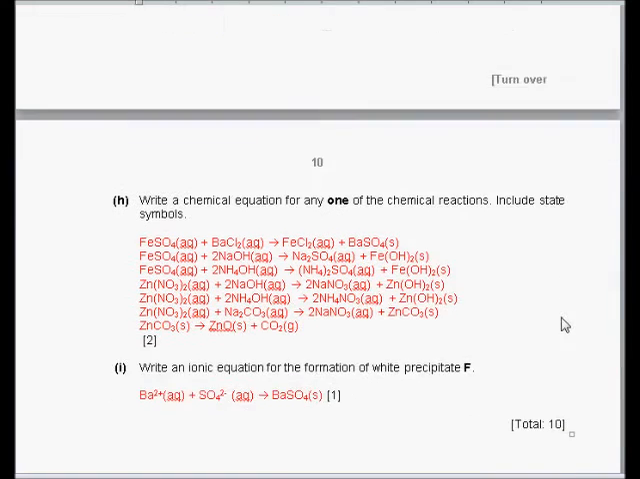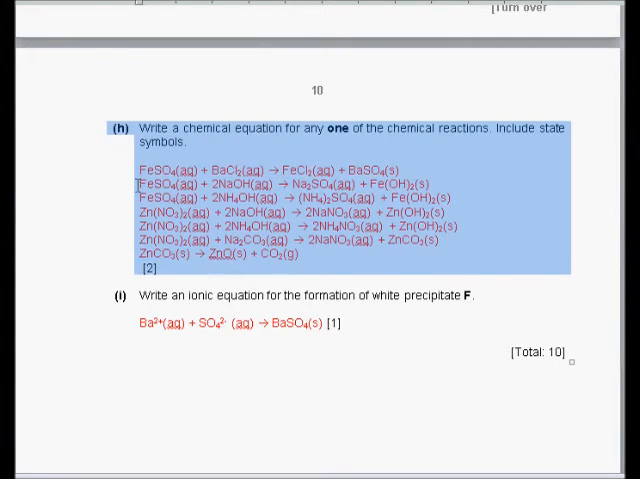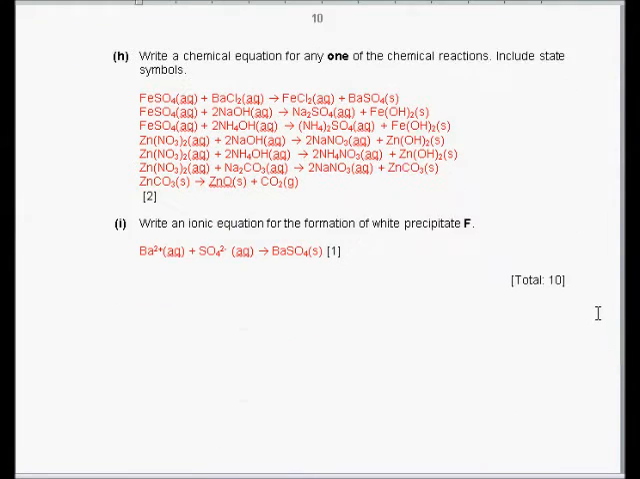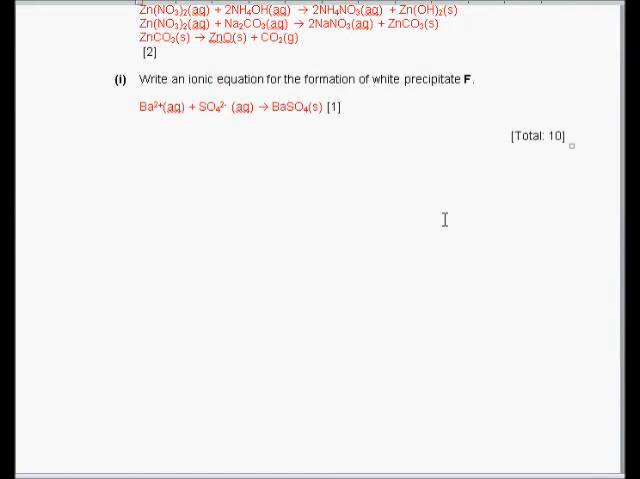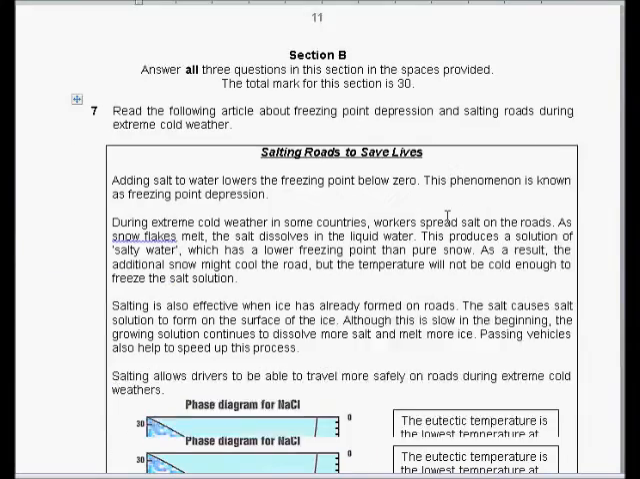Okay. Now write a chemical equation for any one of the chemical reactions. I accept many reactions. Okay, there are many reactions in this flow chart here, so there are many possible answers. And then for the ionic equation for the formation of white precipitate F, which is barium sulfate, this one I explained in class. So this is the ionic equation. Okay, let's go on to section B.